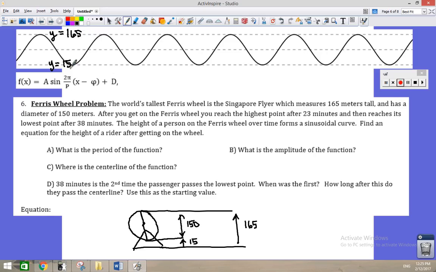So if I add these together, 165 plus 15 is 180, and half of 180 is 90, right? So the center line is at y equals 90.